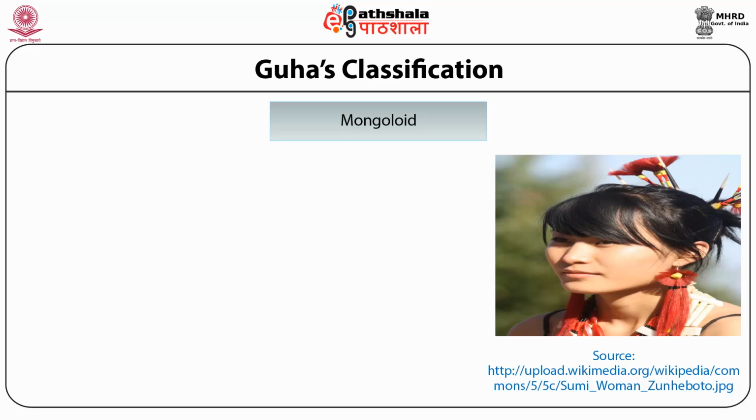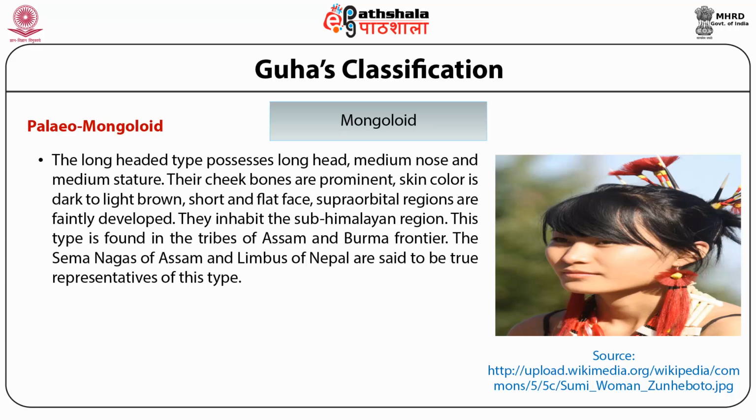The first subtype of Mongoloid is Paleo-Mongoloids. The Paleo-Mongoloids are again subdivided into long-headed type and broad-headed type. The long-headed type possess a long head, medium nose and medium stature. Their cheekbones are prominent, skin color is dark to light brown, the face is short and flat, and supraorbital regions are faintly developed. They inhabit the sub-Himalayan regions. This type is found in the tribes of Assam and Burma frontiers. The Sema Nagas of Assam and Limbus of Nepal are said to be the true representatives of this type.